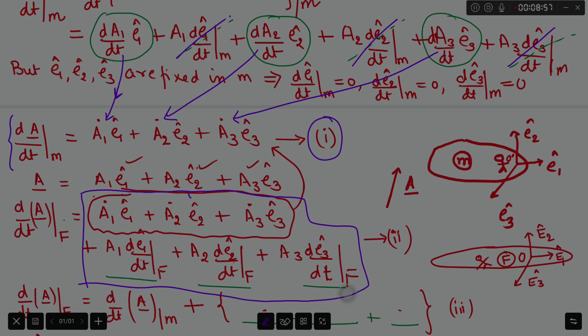But then we realize that the first 3 terms which are written here are nothing but rate of change of A with respect to M. That's what I have brought here, in the blue color. And the remaining 3 terms, this one, and this one, will come here.